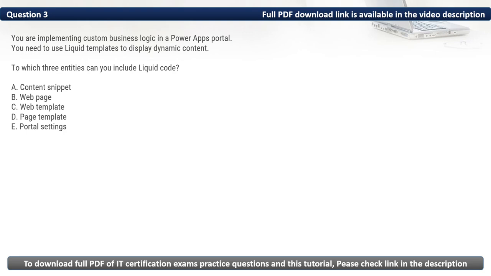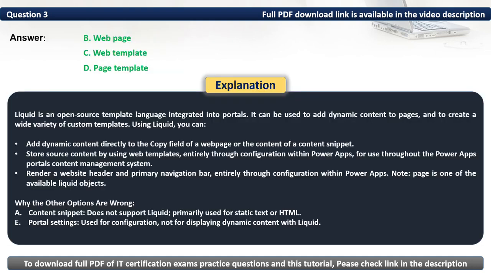Firstly, let's eliminate the incorrect options. We have A. Content snippet. It does not support liquid and is primarily used for static text or HTML. Then we have E. Portal settings. It is used for configuration, not for displaying dynamic content with liquid. As such, the three entities that we should include are web page, web template, and page template. Thus, the correct options are B, C, and D.